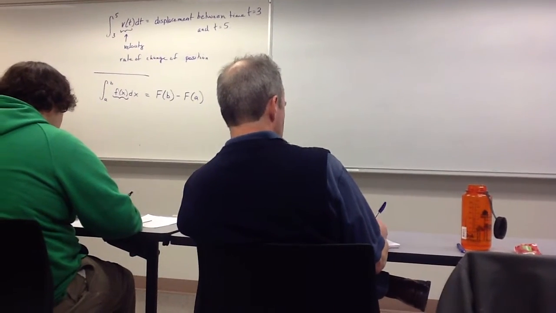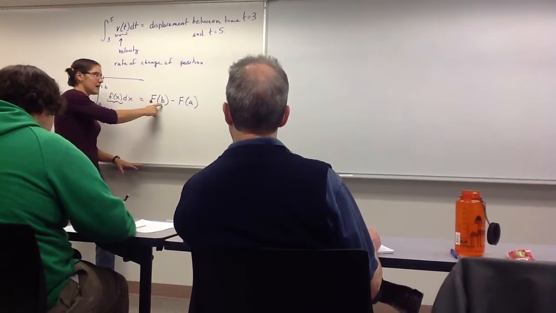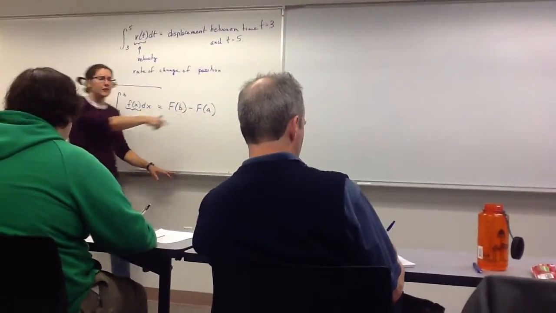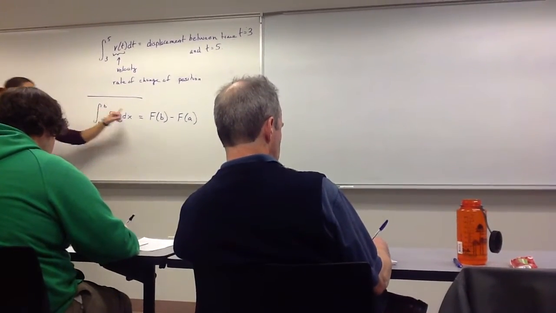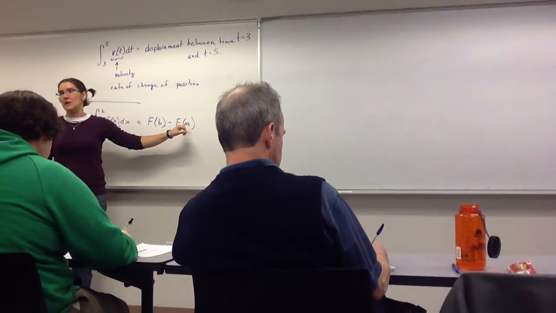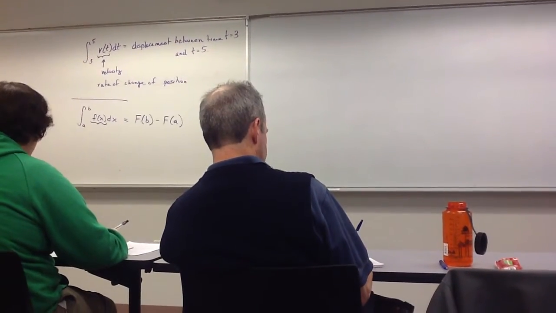So the integral from a to b of little f of x dx is equal to big F of b minus big F of a. So antiderivative evaluated first at the top boundary, and then subtracting off antiderivative evaluated at the bottom boundary. All right, so these are the two main ideas that we talked about last time.